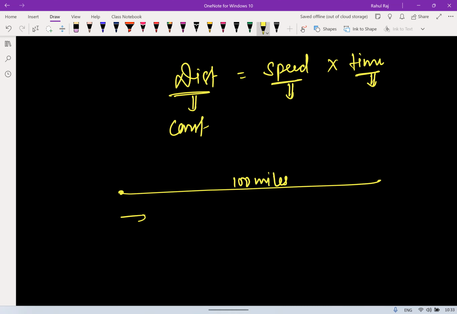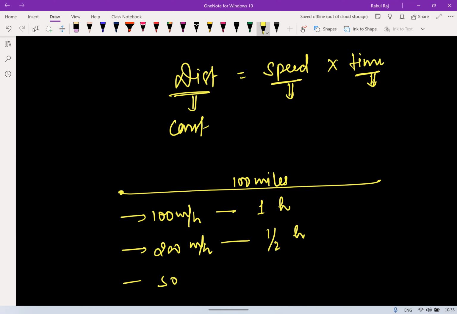And if you are traveling at 100 miles per hour, what is the time that you will take? 1 hour. If you are traveling at 200 miles per hour, what is the time that you will take? Half an hour. If you are traveling at 50 miles per hour, the time that you're going to take is 2 hours. So what you get to understand from here is that speed and time are inversely proportional to each other.